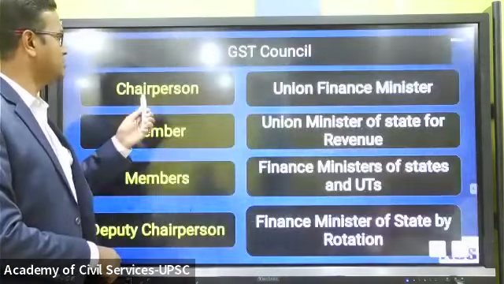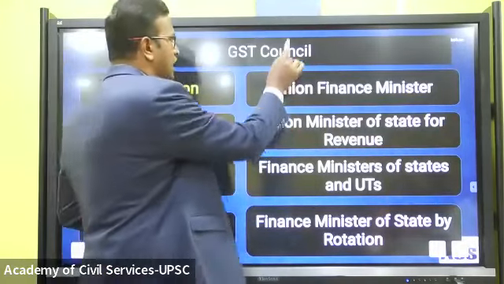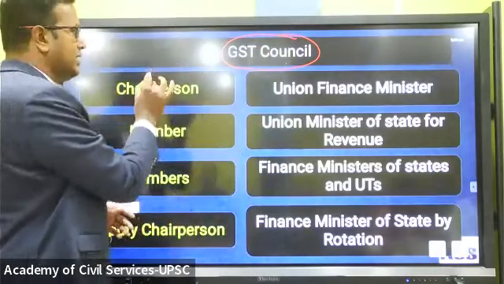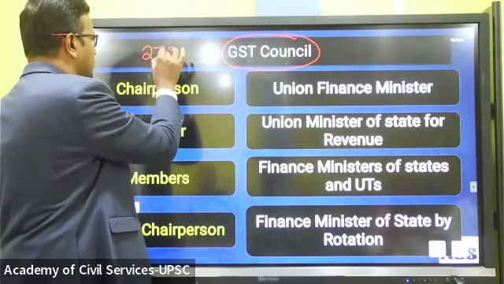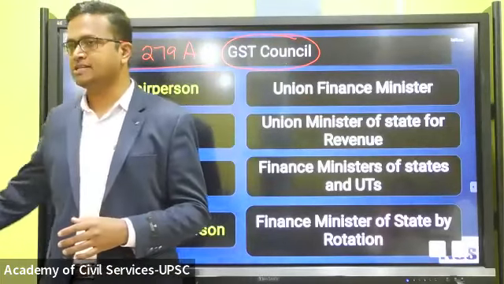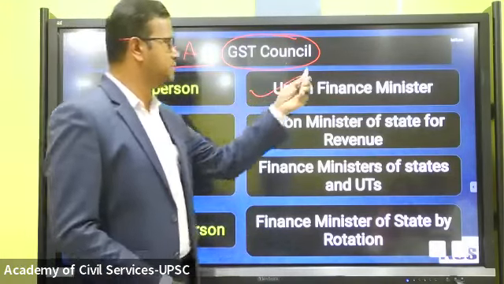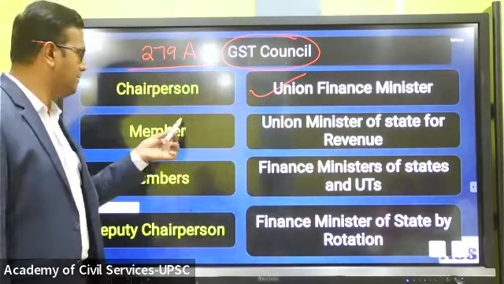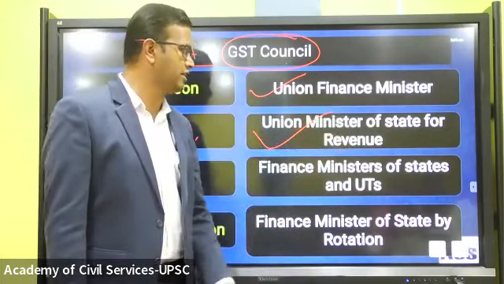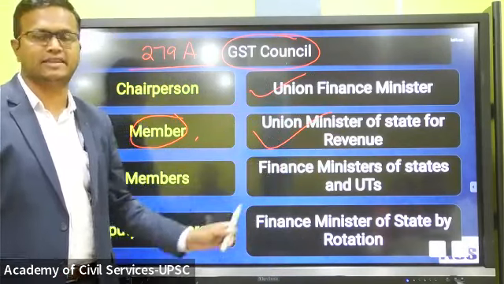And coming to the GST Council. All decisions related to GST are taken by the GST Council. As we explained earlier, it is a constitutional body under Article 279A. The chairperson of the GST Council is the Union Finance Minister. There will be one member representing the central government. He is the Union Minister of State for Revenue, the junior minister in charge of revenue or tax in the finance ministry.